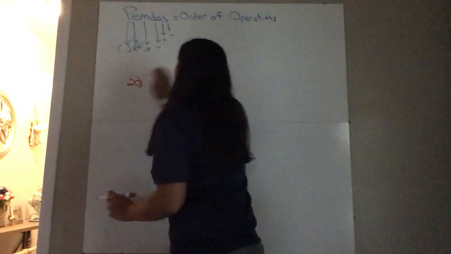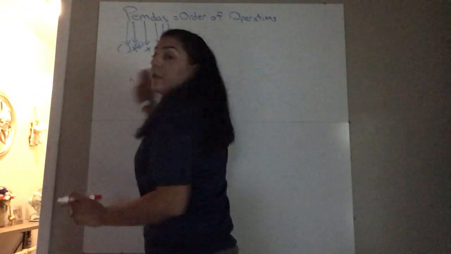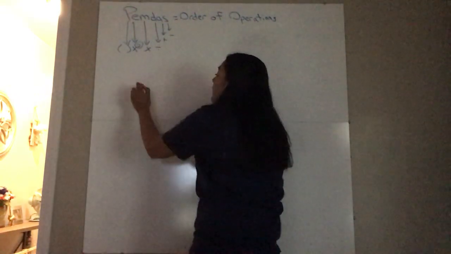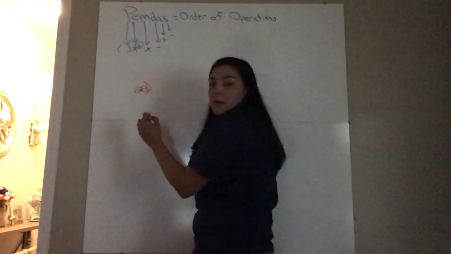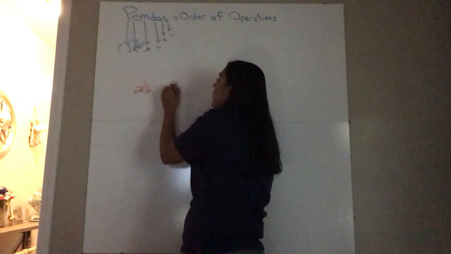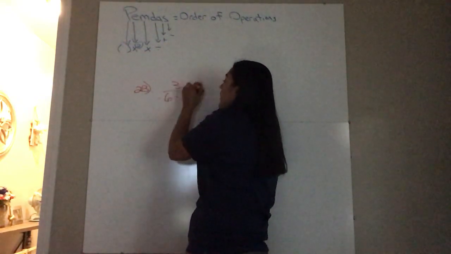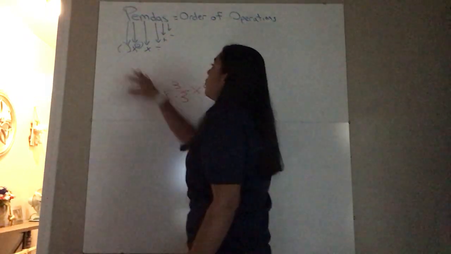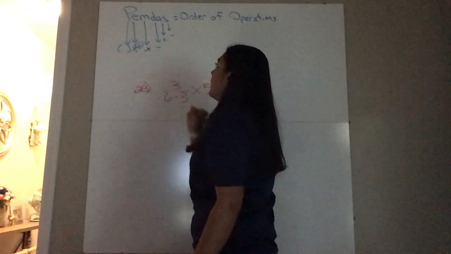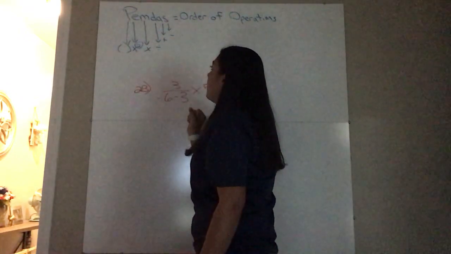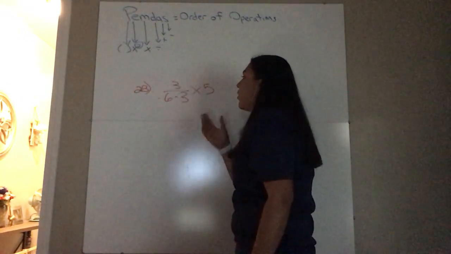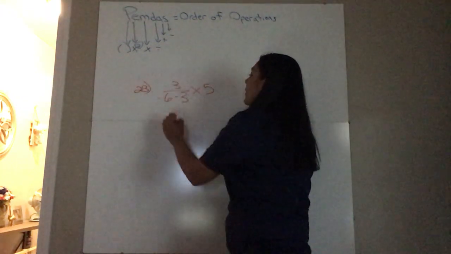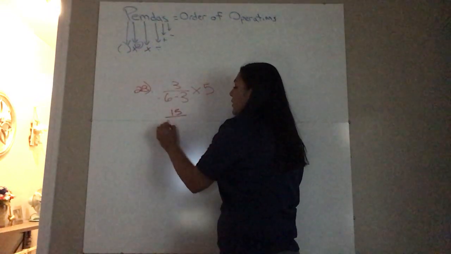Do a couple more. Let's do 28. 28 says 3 over 6 minus 3 times 5. Okay, do we have any parentheses? No. Do we have any exponents? No. Do we need to multiply? Yes. Okay, so most people want to do this part first, but you're not. So you're going to say 15 over 6 minus 3.